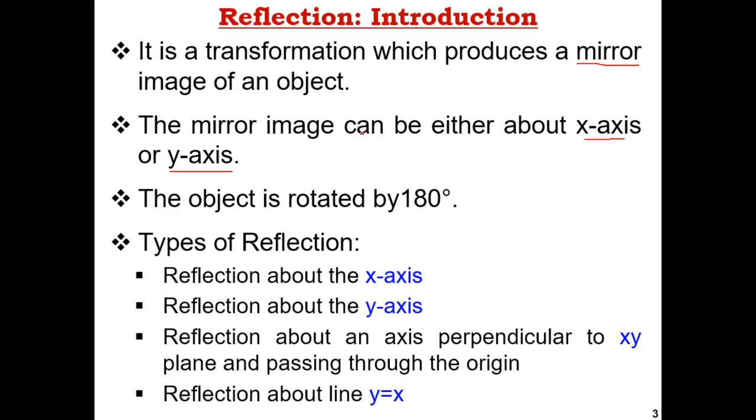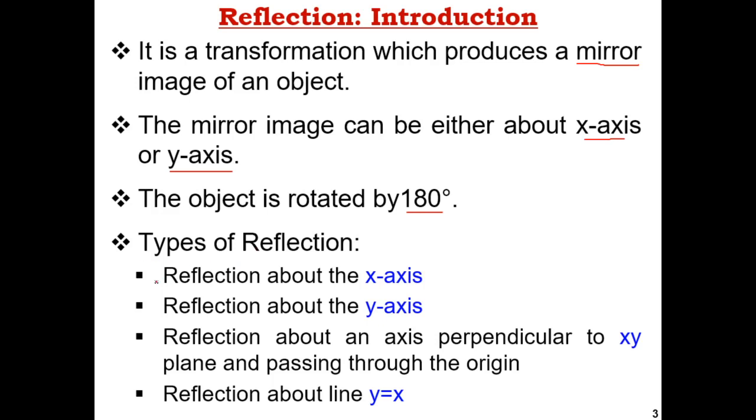So here we just consider the xy plane. Only two axes are there to make this plane. So that's why it's a mirror image about only two axes. Either it can be the x-axis or the y-axis. And the mirror image, you can consider it as the object rotated by 180 degrees. It means that if you rotate an object by 180 degrees, then a mirror image is going to be created.